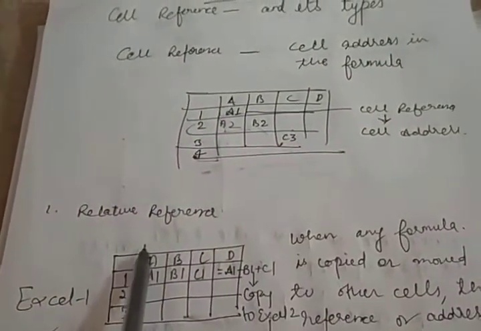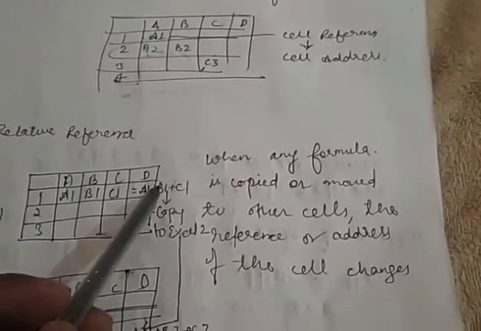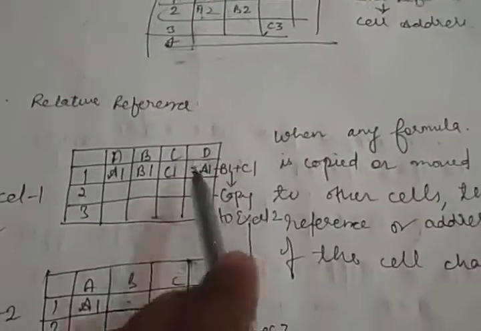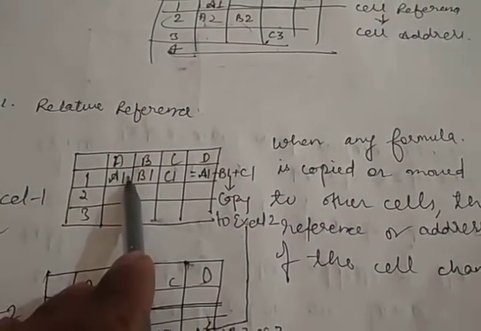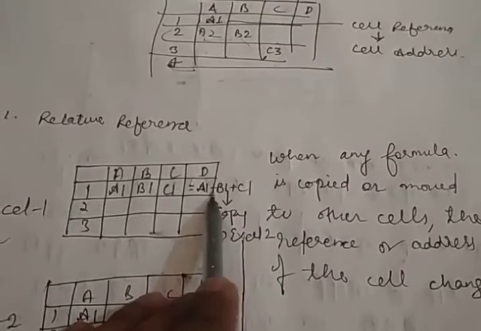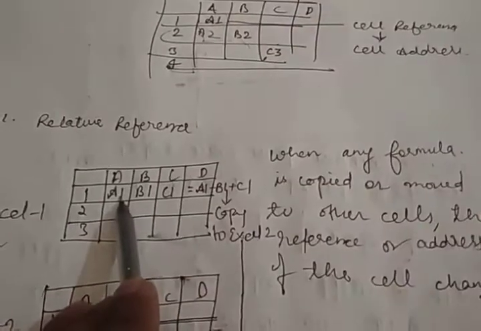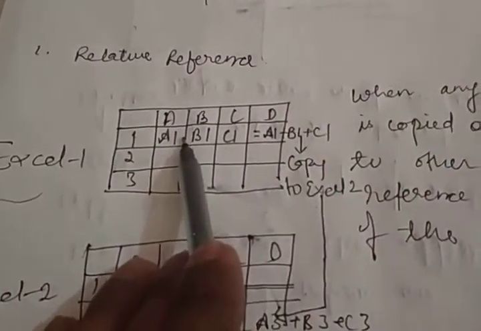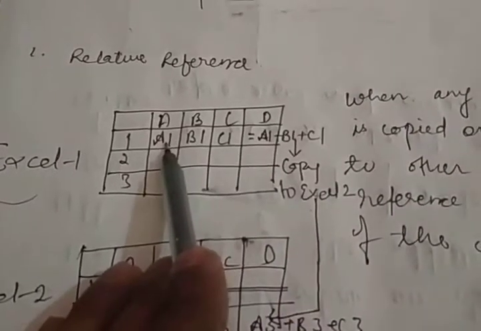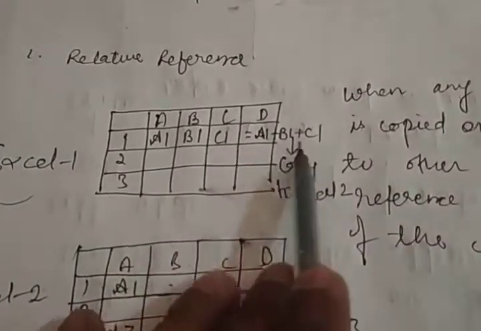First is the relative reference. First of all, we should know what a relative reference is. Suppose that this is an Excel sheet and we are going to do some calculation using the formula like I have taken here. This is A1, this is B1 and this is C1. We are going to add all three cells, A1 plus B1 plus C1.